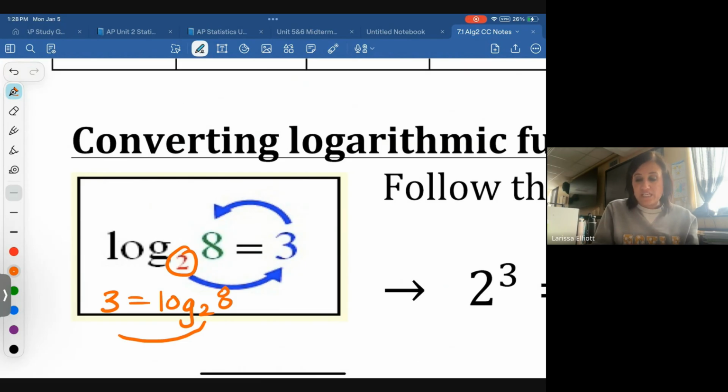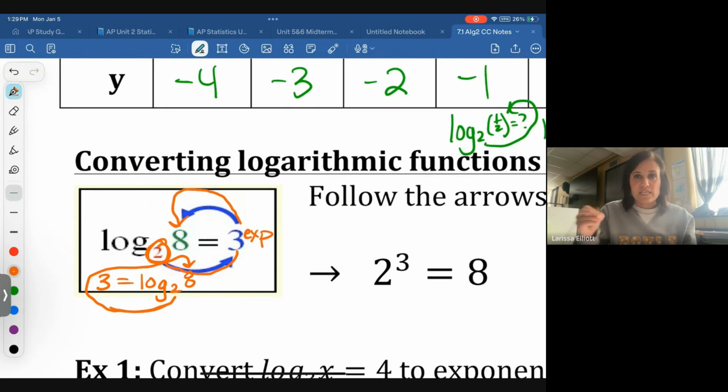Go past your equal sign first, and the number that you pass by that's on the other side of your equal sign is your exponent. So basically, you're going to start with your base and go 2 to the third power, and then you're going to wrap around until you land on the other number, and the other number is your answer. So going this way would be 2 to the third power equals 8. Start at 2, pass by your equal sign, that's your exponent, and the other number that you land on is the answer. So 2 to the third power equals 8.